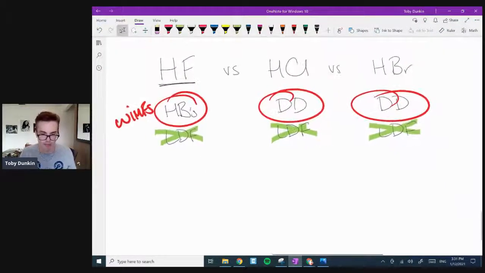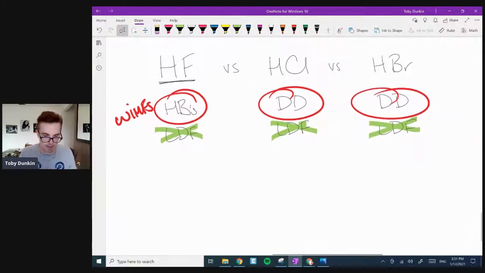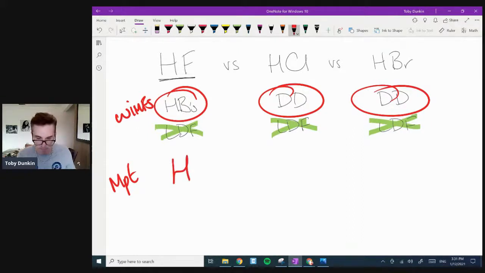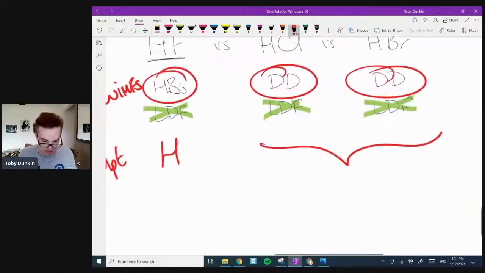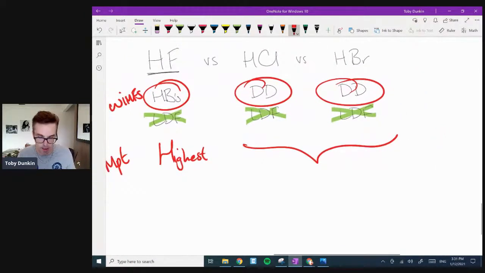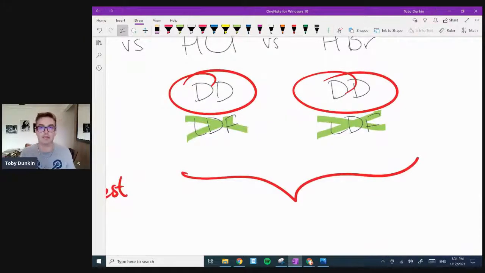So, okay, at this point, we can predict the melting points. HF is going to be the highest melting point. In terms of melting point, this one's going to be the highest. But the question is now, what about these two? Because at this point, we know that this one's going to be the highest because it has a much stronger weak intermolecular force, hydrogen bonding. But now the question is, what about these two? The DDs are the same.